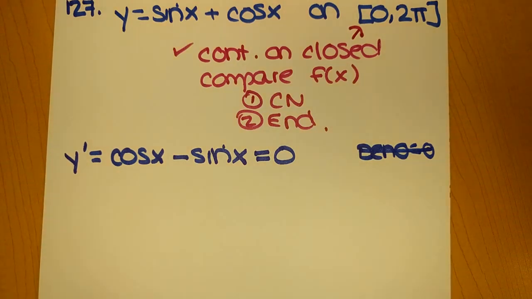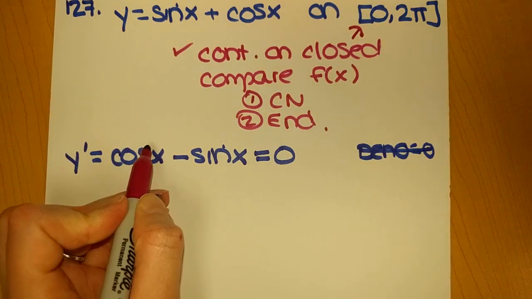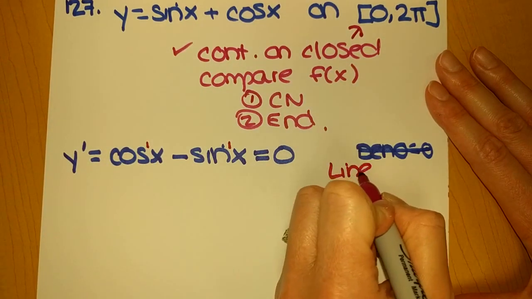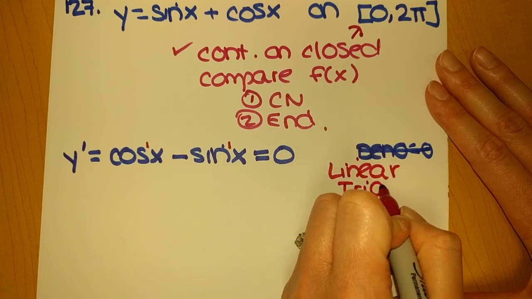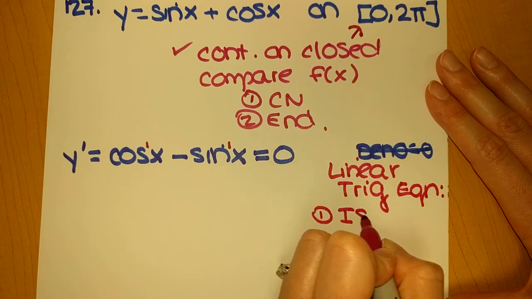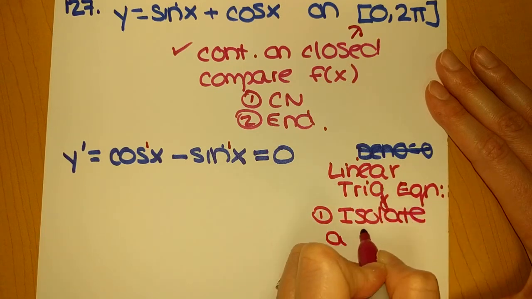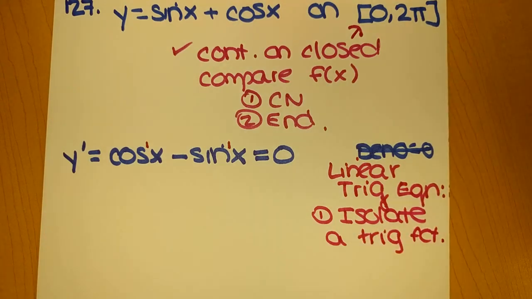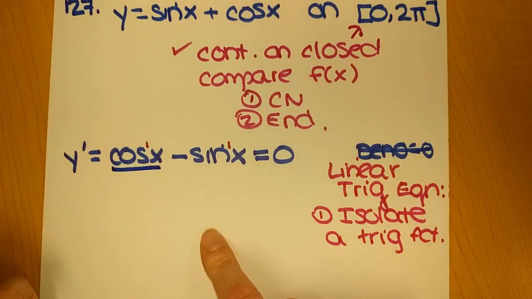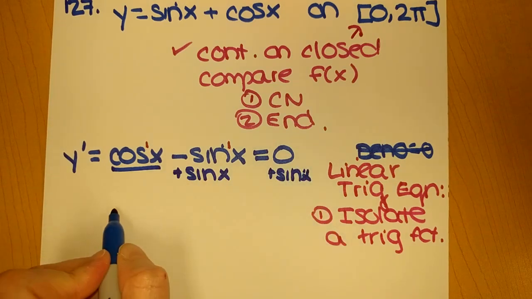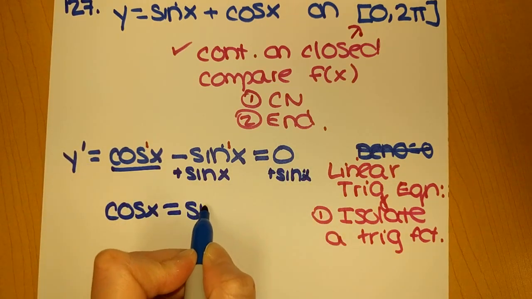Now, we have a trig equation. The big thing to notice is that cosine is first power, sine is first power. So because you have what we call a linear trig equation, what you will want to do is isolate a trig function. And it honestly doesn't matter which one you isolate. So I can get cosine by itself or I can choose to get sine by itself. So in this case, I might say, okay, let me get cosine on the left-hand side. So I'd add sine x to both sides. And that would give us cosine x is equal to sine x.